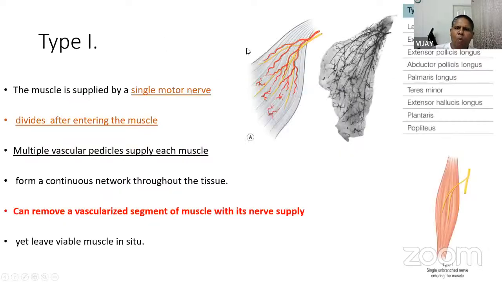In type 1, there is a single motor nerve which divides after entering the muscle. Multiple vascular pedicles are present, which form a continuous network. You can remove a vascularized segment of the muscle with its nerve supply in this case. So, single donor motor nerve. Here you can see the various muscles which are fitting to this type 1. This is the neurovascular classification of the muscle. So, LD, palmaris longus, popliteus, etc.